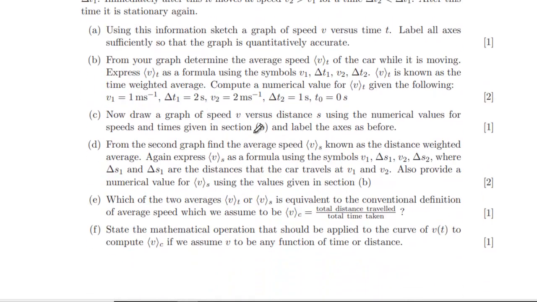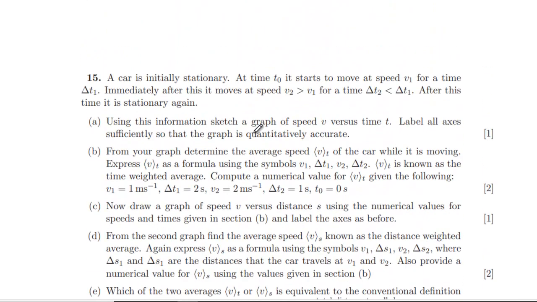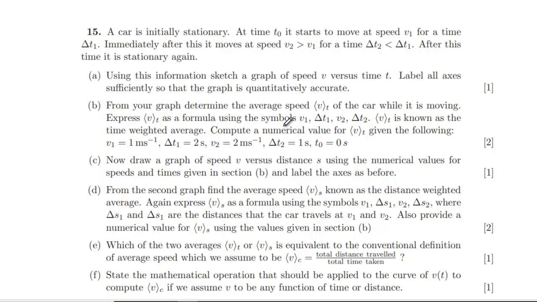Then we've got, my word, there's a lot of text in this one, but they're all little bits. So I think the biggest trouble I'm going to have here is fitting things on the screen. The car is initially stationary. Time t0, I'm going to put a few things down here. It starts to move at speed v1. So at t0, v1 for a time delta t1. Immediately after this, it moves at speed v2 greater than v1 for delta t2 less than delta t1.